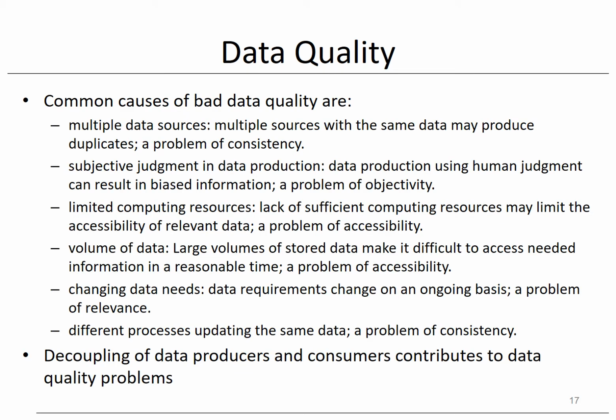Data quality is a multidimensional concept. Hence, data quality problems can arise in various ways. Common causes of bad data quality are multiple data sources. Multiple sources with the same data may produce duplicates, a problem of consistency. Subjective judgment in data production. Data production using human judgment, for example opinions, can cause the production of biased information, a problem of objectivity.